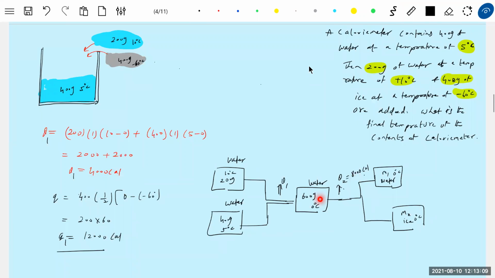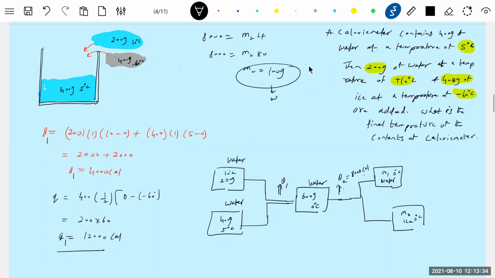So how much of the water should freeze? Only that which will generate 8,000 calories. We have 600 grams of water. So 8,000 is equal to M2 into LF. 8,000 equals M2 into 80, so 100 grams of water freezes here. So what will be left over? M1 will be 500 grams, M2 will be 100 grams.